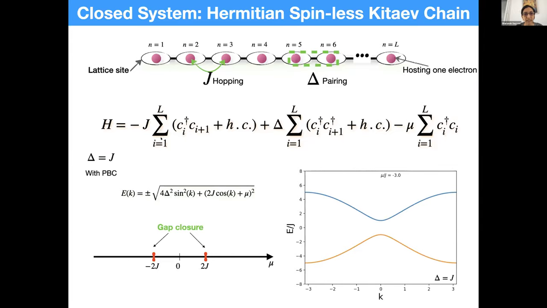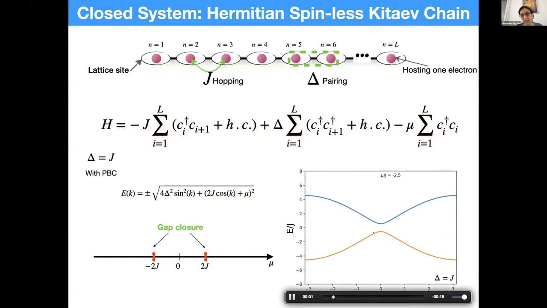Throughout the whole presentation, I will set delta equal to J. Using the time translational symmetry of the system, we can diagonalize this Hamiltonian in k space and then write down the bulk spectrum. This bulk spectrum consists of two bands, a positive and a negative. We can draw this spectrum as a function of momentum for varying values of the chemical potential. What we are witnessing is that the gapped phases at mu equals 2 and minus 2 experience some closure, and that's what's happening in the spectrum of this system.